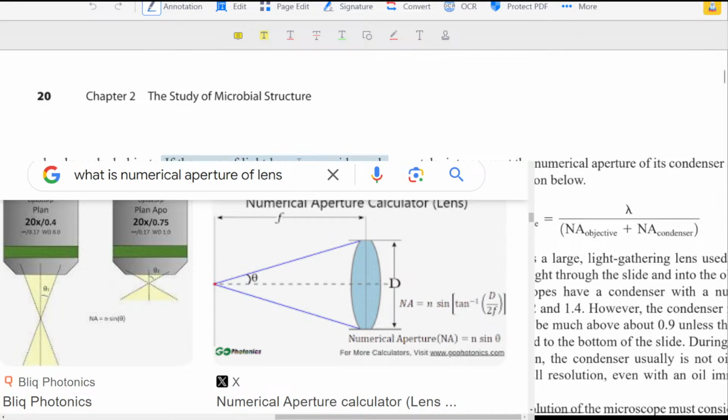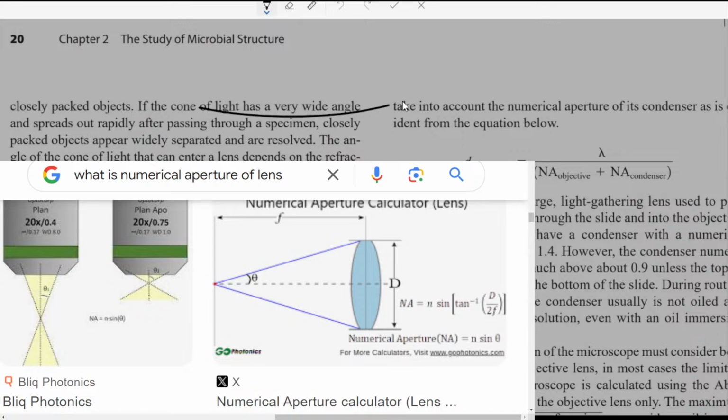If the cone of the light has a wide guide, this thing that we saw, the V shape and a little bit of that lens up there, they call this the cone of light, and it has a very wide angle, spreads out rapidly after passing through the specimen. They are saying if the cone has a larger angle, like if this is the lens, that is the cone, right? And now this is the cone.